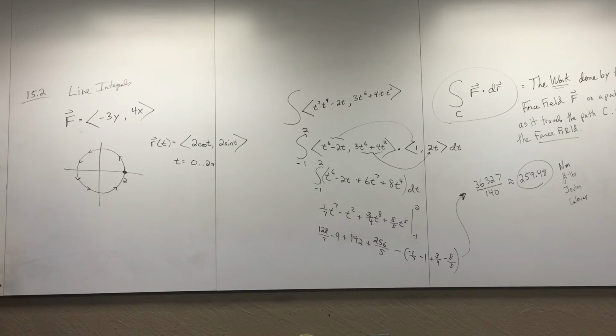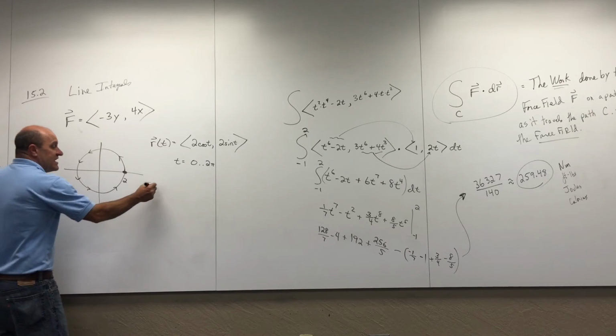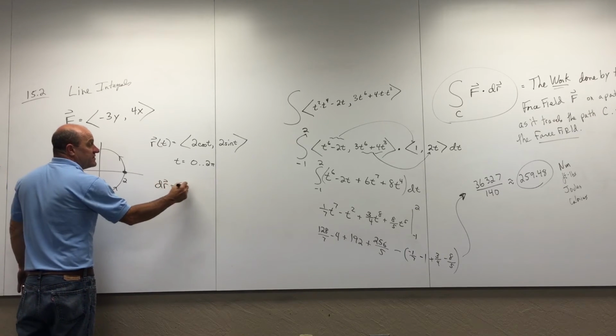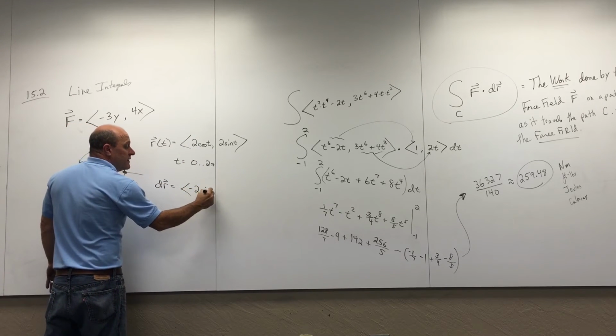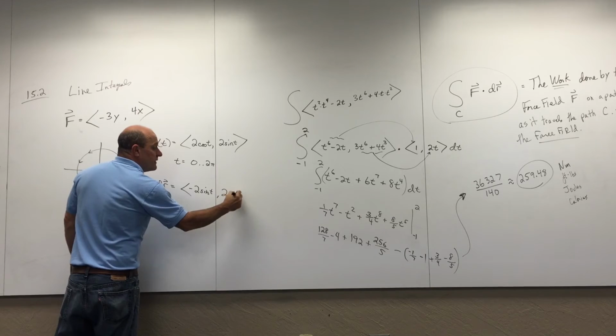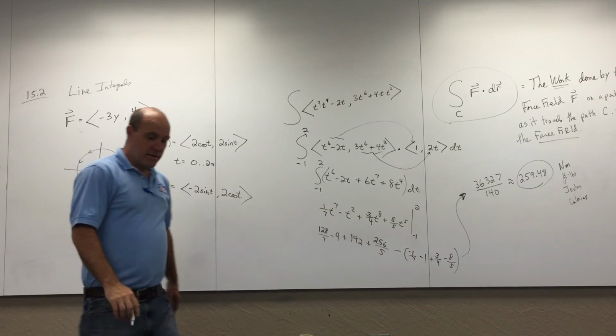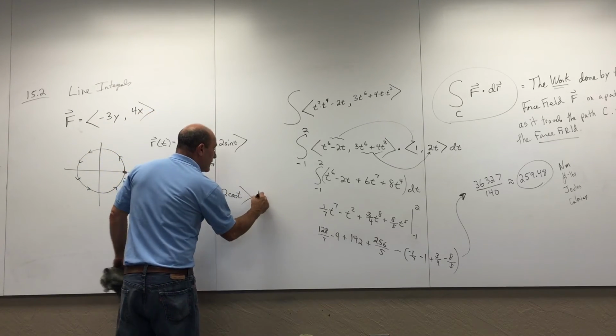All right, I think I'm ready to do this. Well, I need r prime. I need dr. dr is r prime, the derivative. What's that? Negative 2 sine t, 2 cosine t, with a little dt on the end. That's right. All right, here we go.